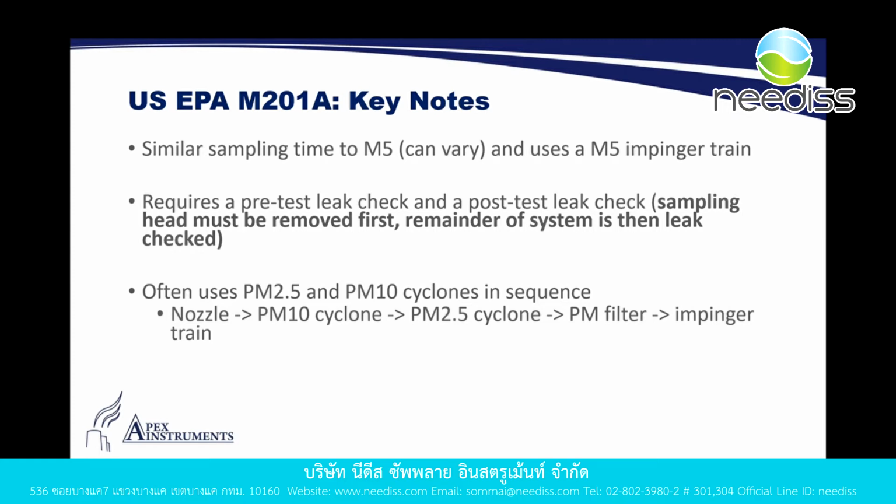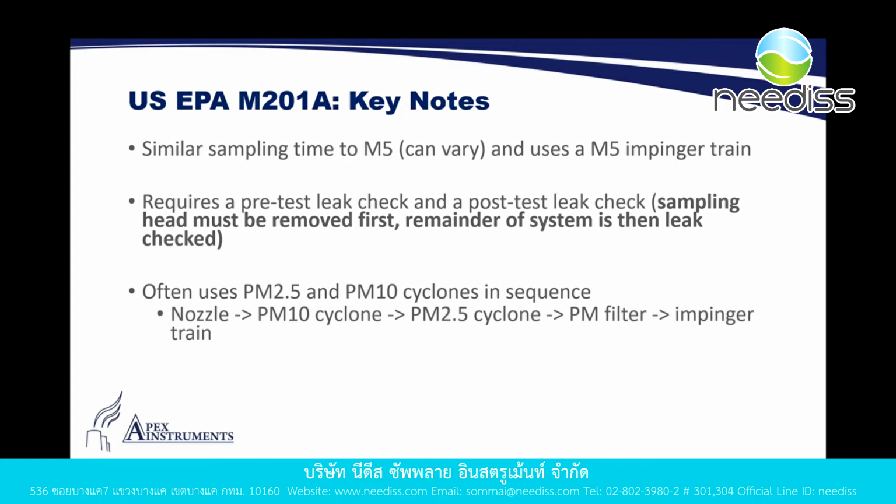It requires, just like Method 5, a pre-leak test and a post-leak test to make sure that there is no ambient air being brought into the system while you're sampling. And just as a point, the cyclone must be removed to do both of these leak checks and then put back on after the fact. So you're not leak checking the cyclone itself, but you're leak checking the rest of the system.